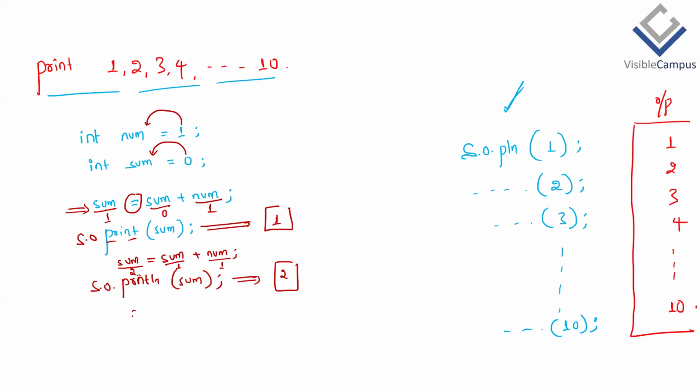Next, can I write once again? Sum equals sum plus num. And then System.out.println, print sum once again. What's output? 3. Then same 2 lines once again, 4. Like this, 10 times if we write it. Do we get the output up to 10 or not? Yes, sir.